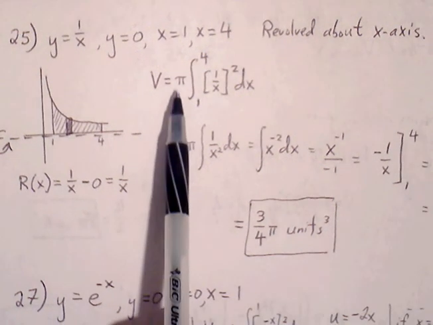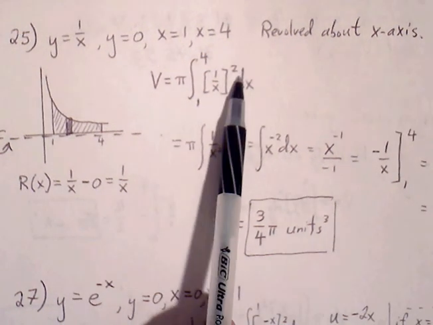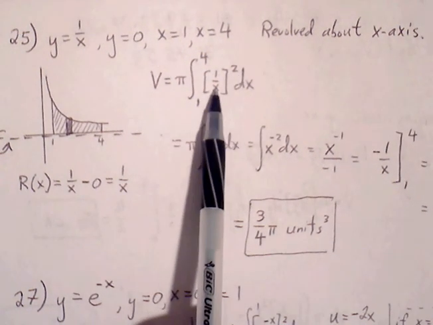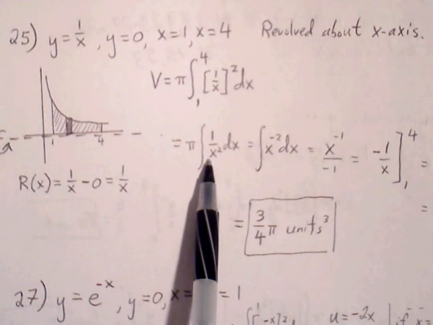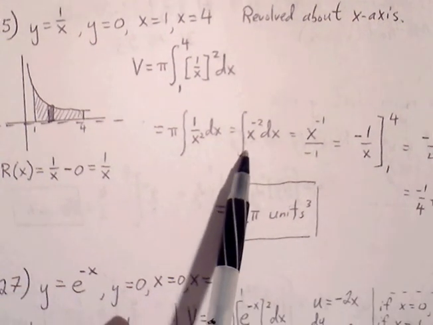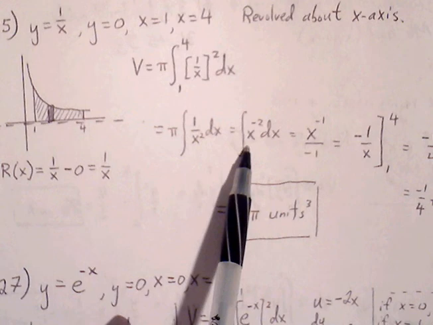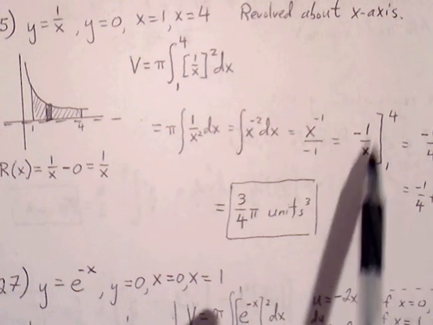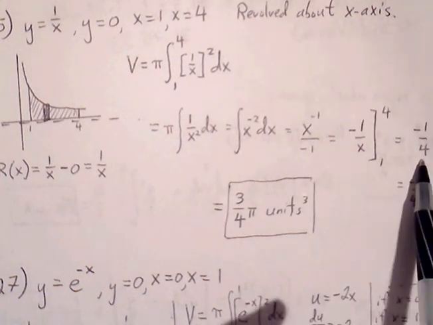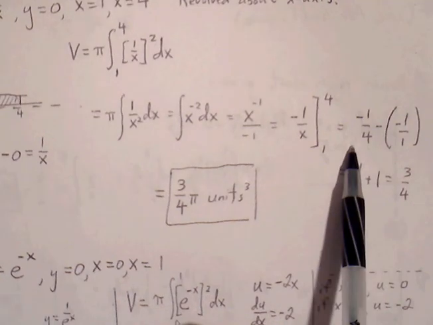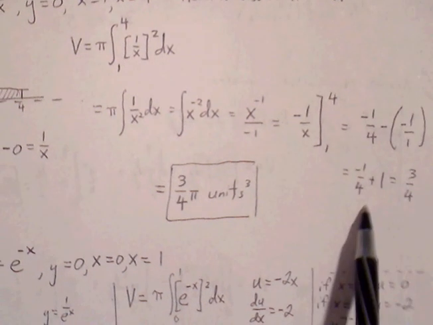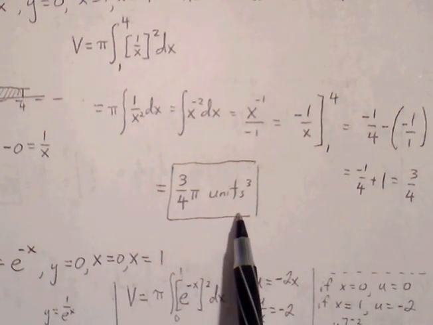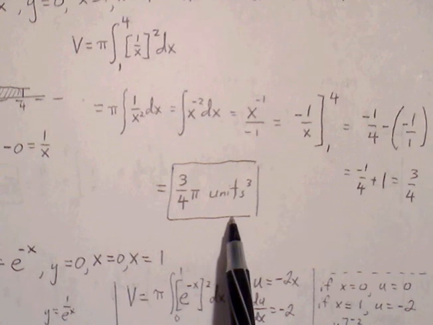Okay. So pi r squared, don't forget that squared there. So 1 over x squared, we have to go through power rule, rewrite it as x to the negative 2. Power rule requires our variable to be sitting up in the numerator. Go through power rule, we get x to the negative 1 over negative 1. Plug in upper bound and lower bound, so we get negative 1/4 plus 1, which is 3/4. So therefore, our volume is 3/4 pi cubic units.